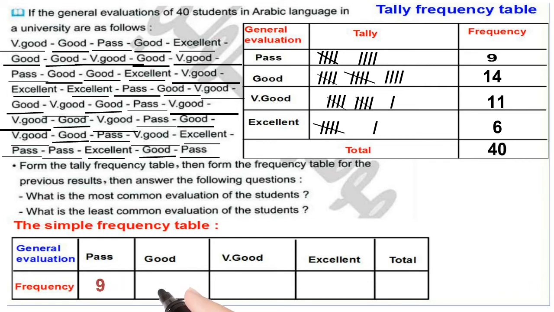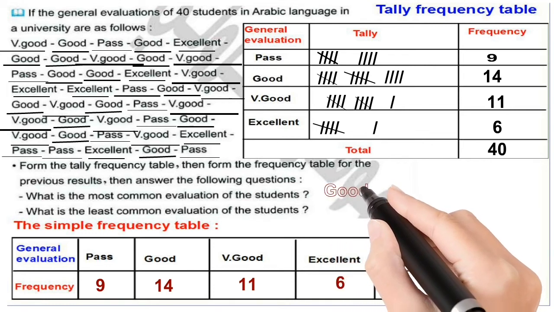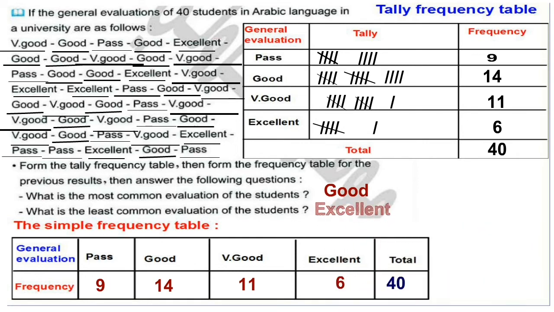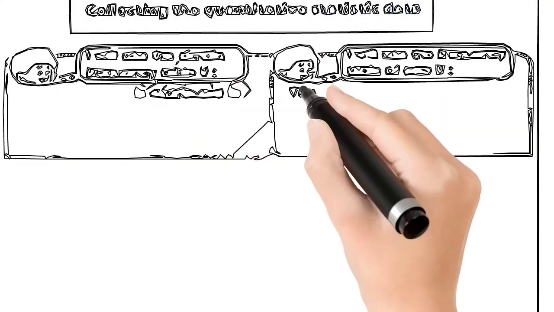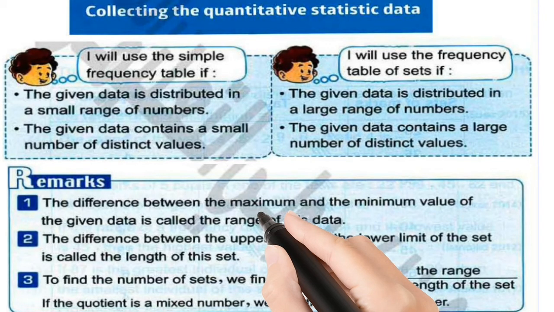Let's complete the simple frequency table. Pass 9, good 14, very good 11, and excellent 6, and the total will be 40. What is the most common evaluation? Good, the greatest value. What is the least common evaluation? Excellent, the smallest value. We talked about how we can collect descriptive data. We can use a tally table or a simple frequency table.